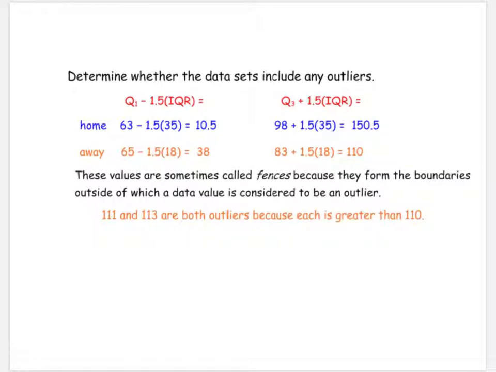The away games, however, are a tad bit different. Their IQR is 18. So we take 1.5 times 18 and subtract it from 65, which is the first quartile. We get 38. There is nothing below that, so on that side there are no outliers. However, on the large side, we take 83, which is quartile 3, and add 1.5 times the IQR, which is 1.5 times 18, and we get 110. There are two numbers that are greater than 110. So 111 and 113 are both considered outliers.